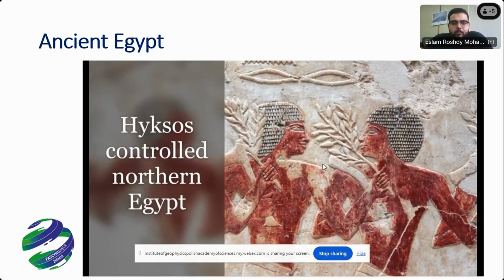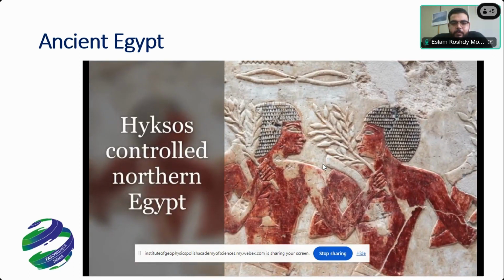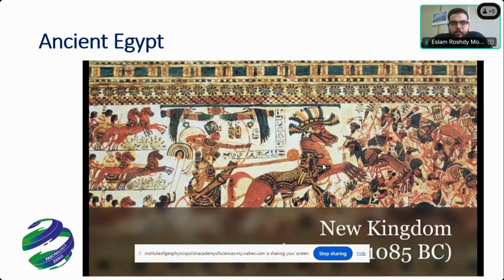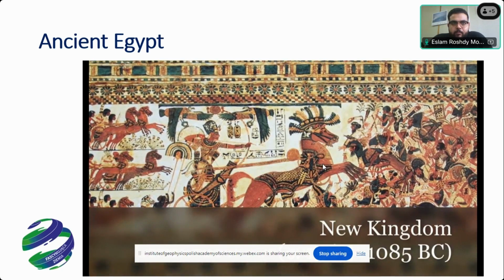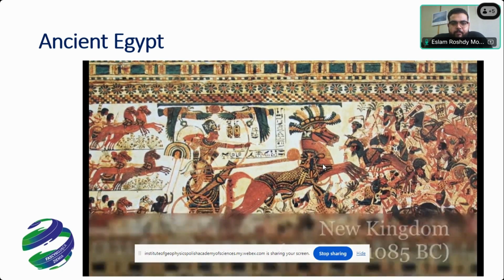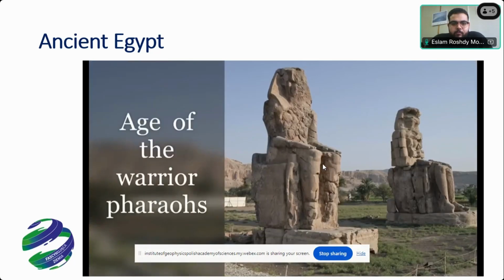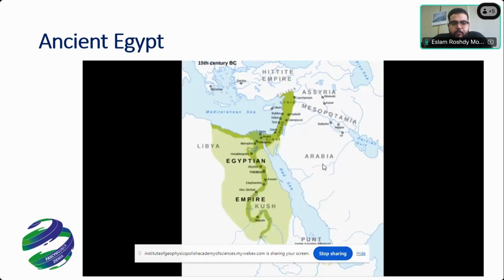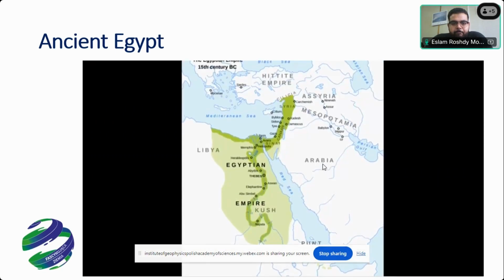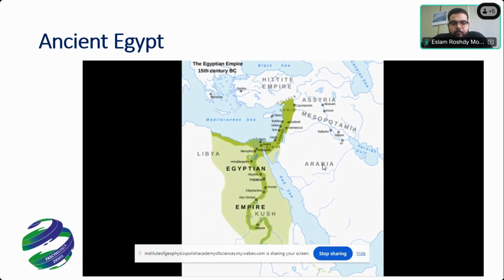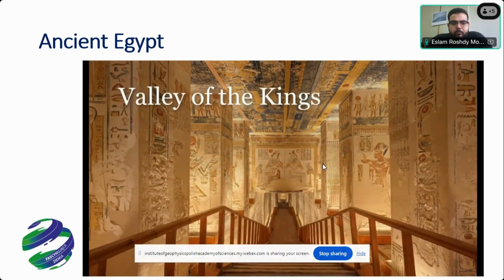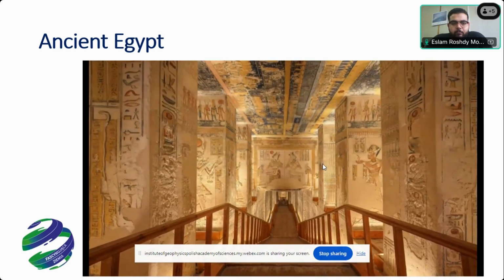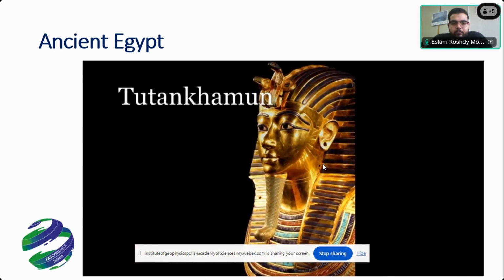During this time, a line of foreign rulers known as the Hyksos took control of northern Egypt. Then, around 1567 BC, Egypt was unified again, and the Hyksos were driven out, beginning the New Kingdom period. This was the time when Egypt was most powerful and influential, as warrior kings like Thutmose III and Ramses II expanded Egypt's borders beyond anything it had experienced before. It was during the New Kingdom that pharaohs built tombs in the Valley of the Kings, including the famous Tutankhamun.